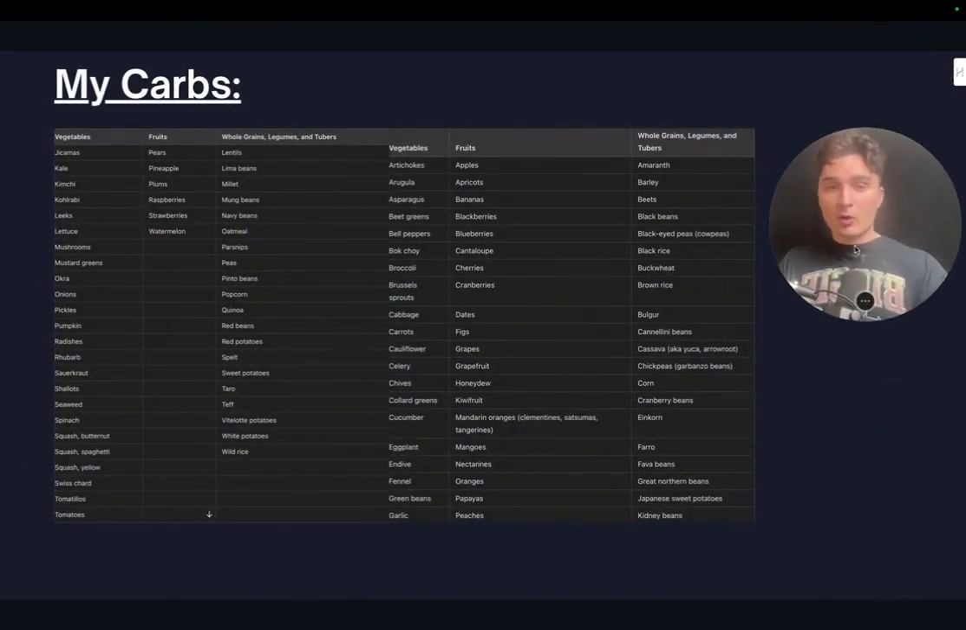Now, here are all my carb sources that I've outlined for you guys. You can go through this list, but whatever you like from this list, go out and buy it. I can't name off all the carbs I eat because they're all here. But these are all amazing, healthy carbohydrate sources.